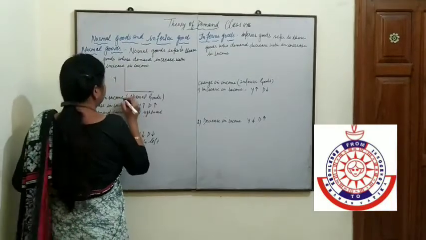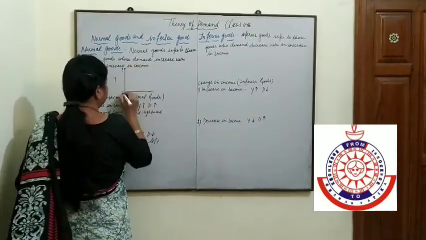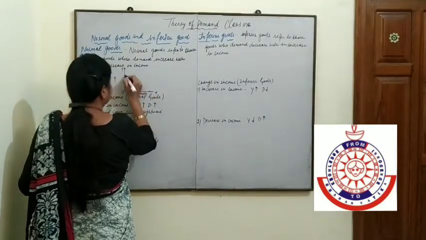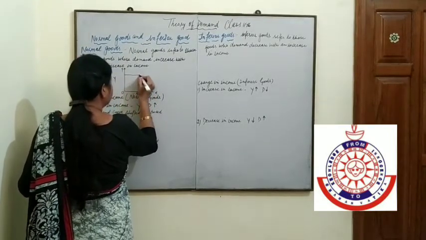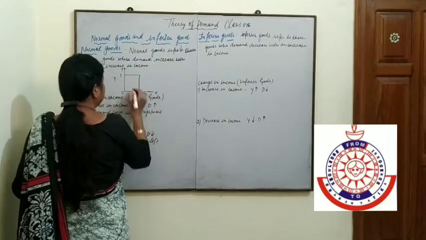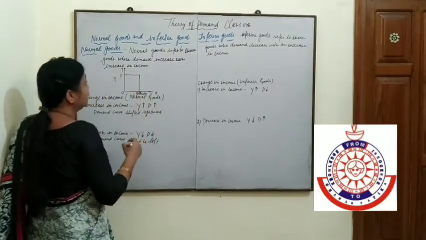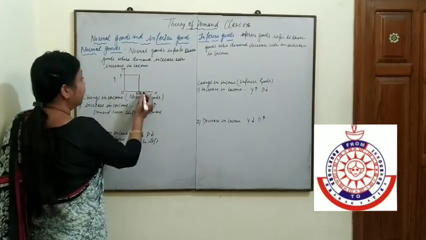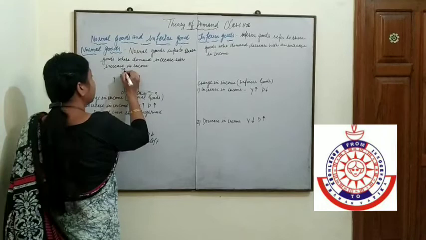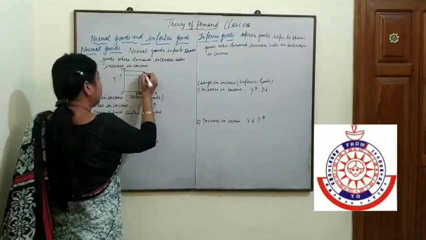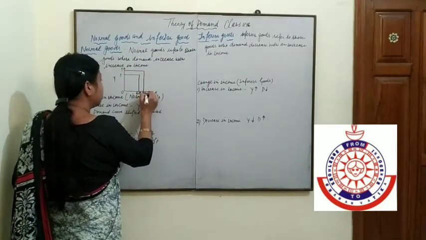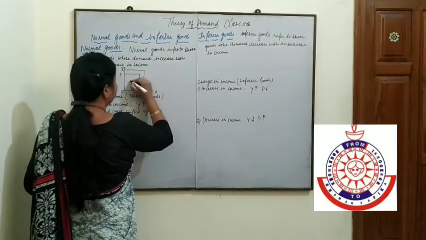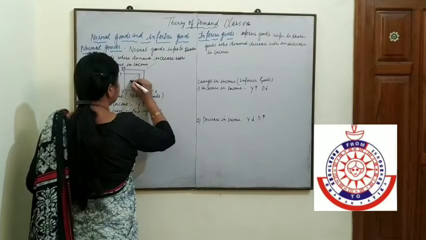Here we have to show the income, and here we show the quantity. This is our income. We are demanding this much unit. Now, if the demand is increased due to increase in income, when our income is increased, the demand for such commodities increases. So this curve is upward sloping.